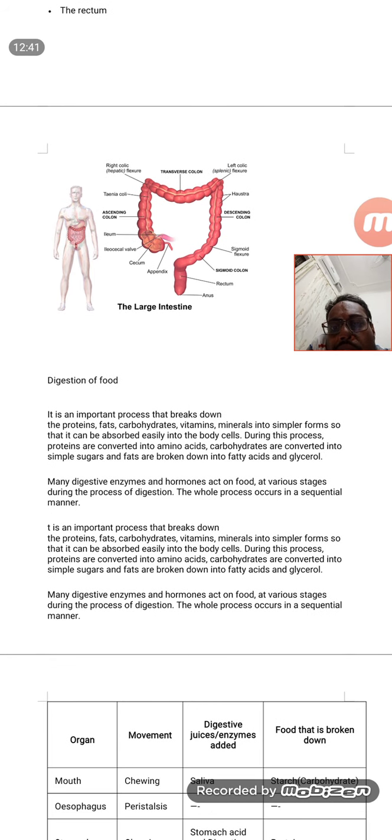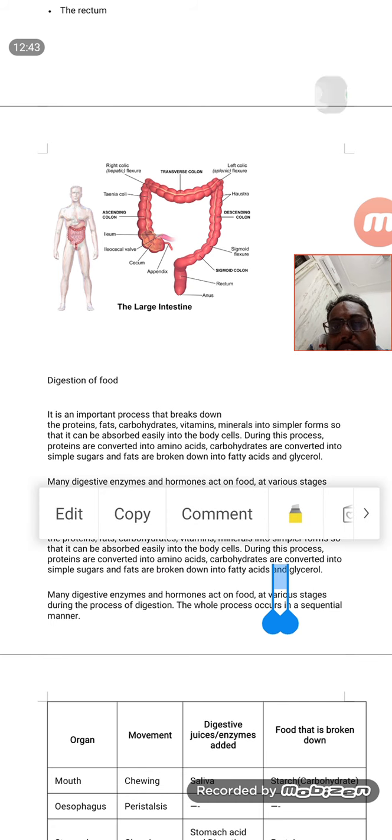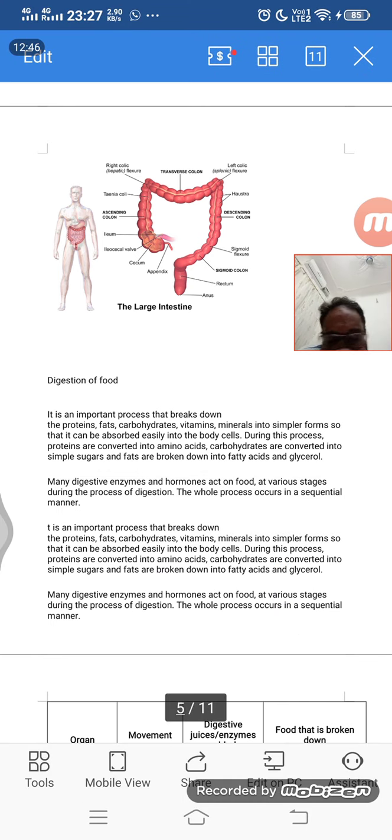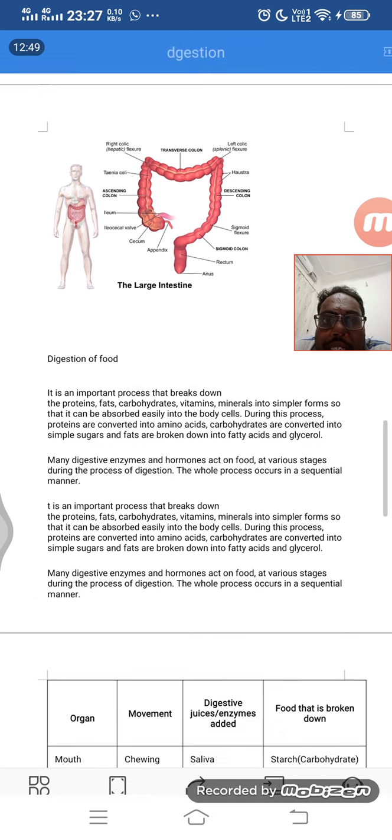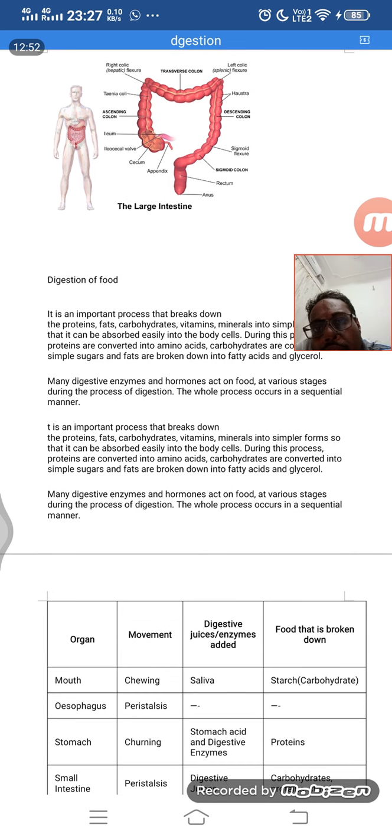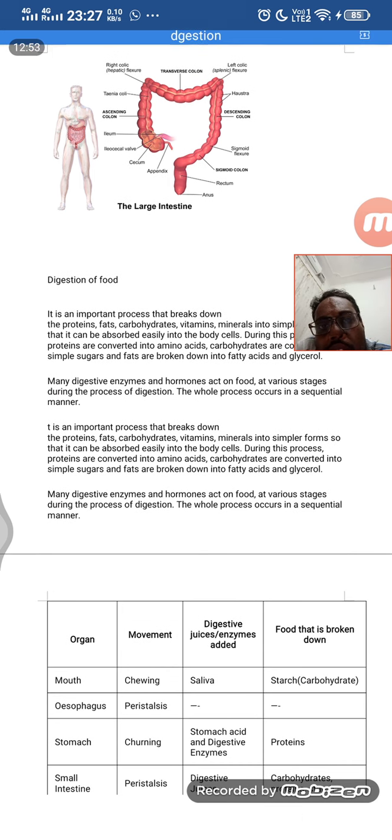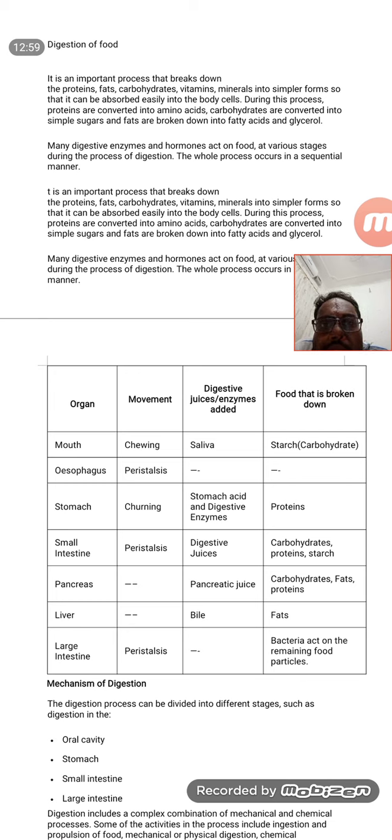So we know that we will take food, the complete food, in the form of vitamins, minerals, carbohydrates, fats, lipids, and this has to be cut into smaller pieces. And this is a tabular column. What is going to take place? Inside the mouth, the movement is chewing, the digestive juice is saliva, and the food that is broken down is starch. In the esophagus there is no digestive juice and nothing is broken down. And in the stomach acids are there, and proteins will start to digest.